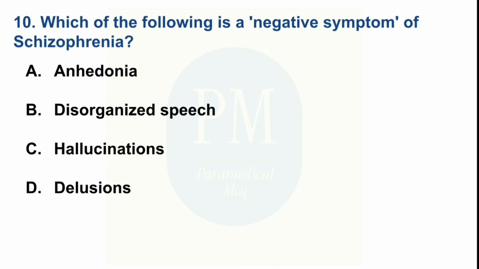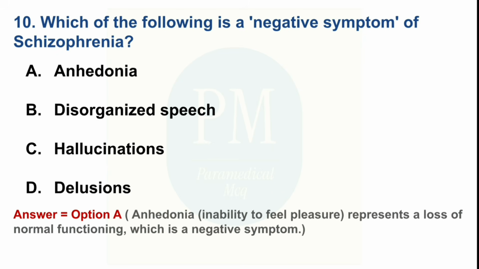Which of the following is a negative symptom of schizophrenia? Option A, anhedonia. Option B, disorganized speech. Option C, hallucination. Option D, delusions. The correct option is option A, anhedonia.